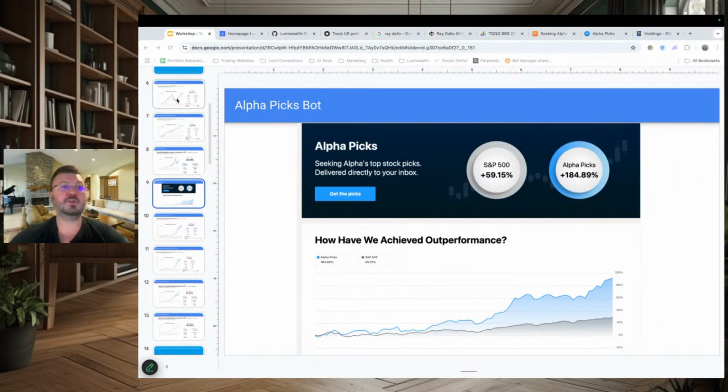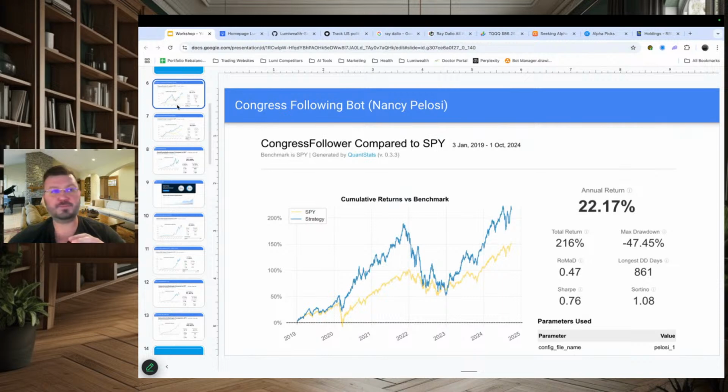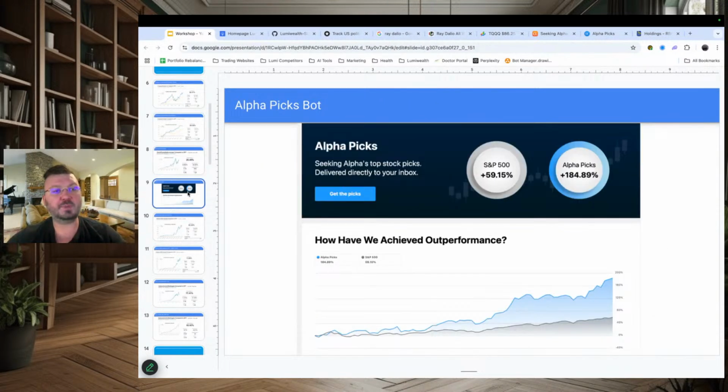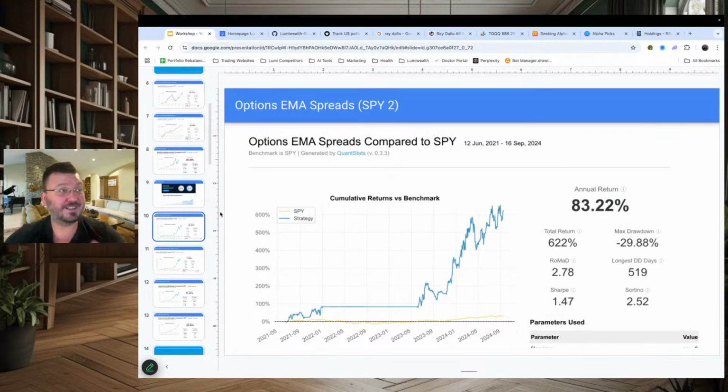Okay. All right. So I've spoken to you about 3 different bots, right? We have our Congress following bot. We have our diversified leverage bot. We have our AlphaPix bot. Those all trade stocks. Let me show you some bots that trade options. These are very exciting. Here is one of the bots. This we call our EMA spreads bot.